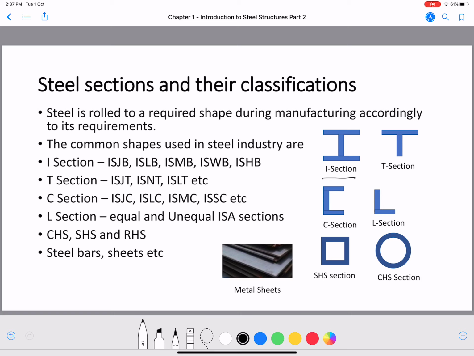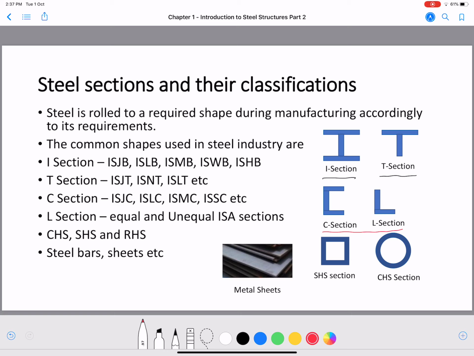gantry girders. Similarly, T sections are used for load-bearing beams. Channel sections are also called C sections because of the shape, and angle sections are also called L sections. These both are widely used in the steel structural industry in many places, like bracing members, leg members, and redundant members, at appropriate places in the structure.